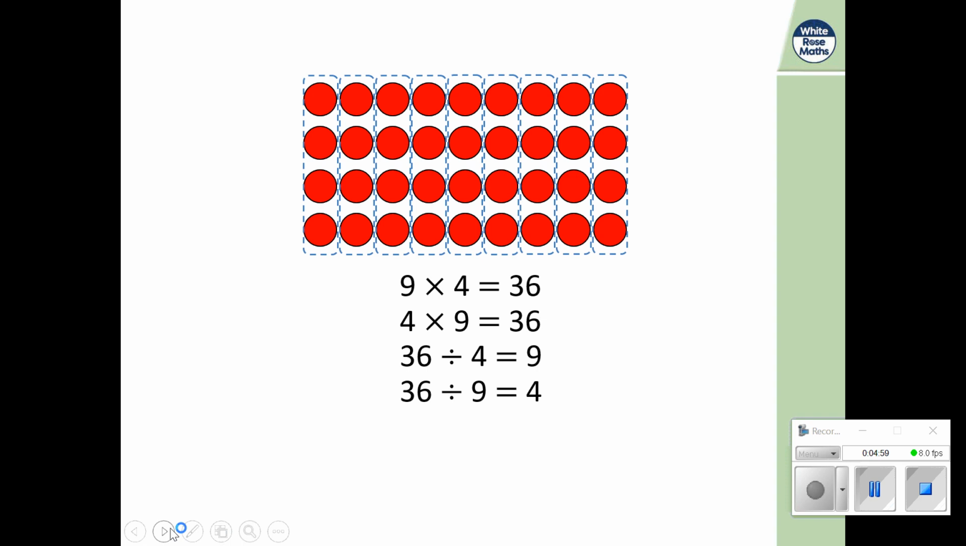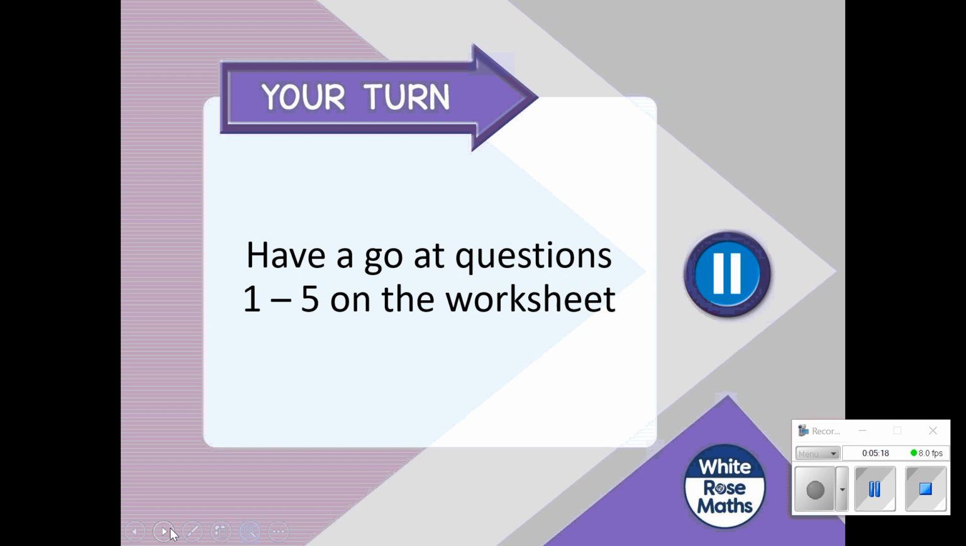So we can also do a division. 36 divided by 4 is 9, and 36 divided by 9 is 4. This is similar to what we talked about yesterday when we talked about number families. From one multiplication fact, we can get three other multiplication and division facts. Okay, so now it's time to have a go at questions 1 to 5 on the worksheet. Pause the video here.